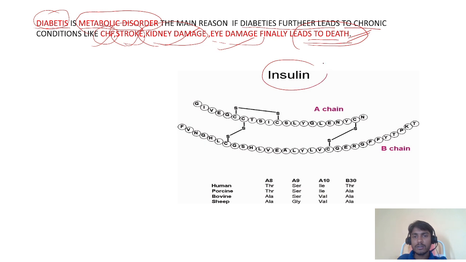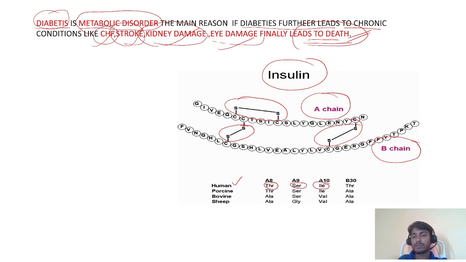So this is the insulin. This is the structure of insulin. It contains an A chain and a B chain. All these are the amino acids, and these are the disulfide bonds. In human insulin, the 8th amino acid of the A chain is threonine, A9 is serine, and A10 is isoleucine.